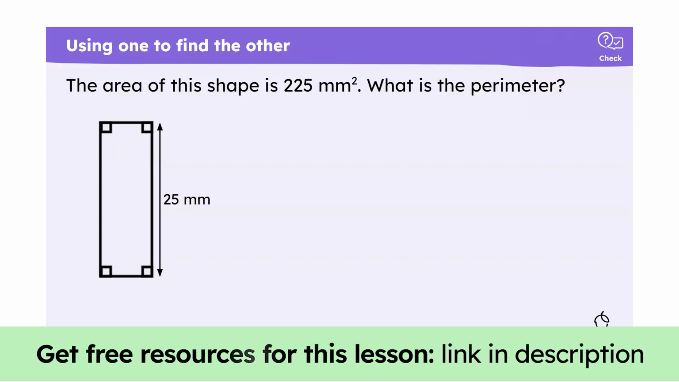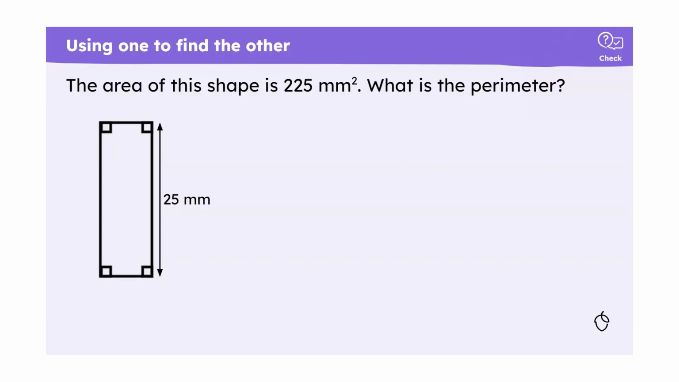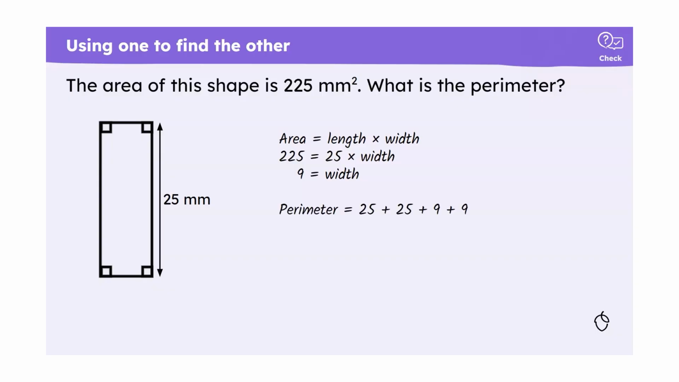Welcome back. Did you start by using the fact that the area of a rectangle is the length times the width? Or in other words, that 225 is equal to 25 times whatever the width of this shape is. Well, 225 divided by 25 is 9. So therefore that missing width must be 9 millimetres long. Now that I know that, I can calculate the perimeter of the rectangle.